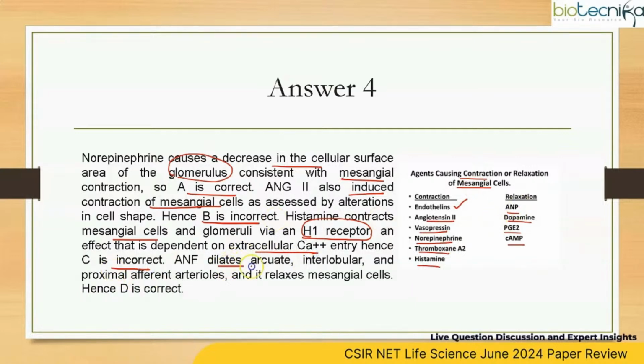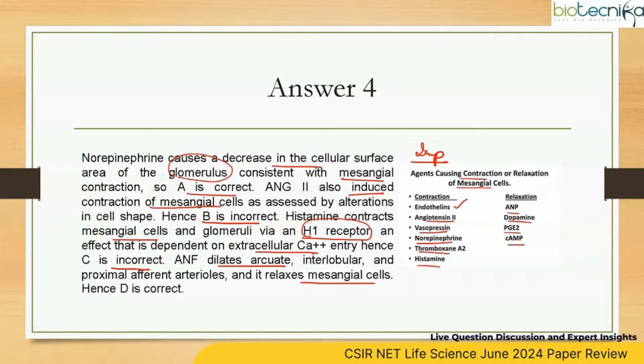ANF dilates arcuate, interlobular and proximal afferent arterioles. So basically it will relax the mesangial cells. So D is again correct. So this table is very important. Okay, make a note of it. Many times the same type of questions are asked. So you can use this table to know which are constrictors and which help in relaxation of the mesangial cells, as well as how it controls the blood vessels.